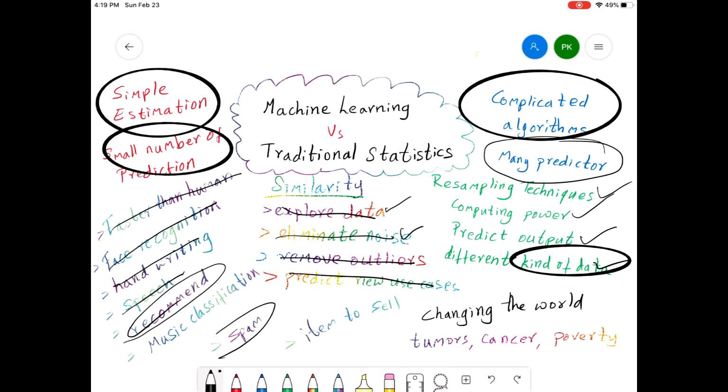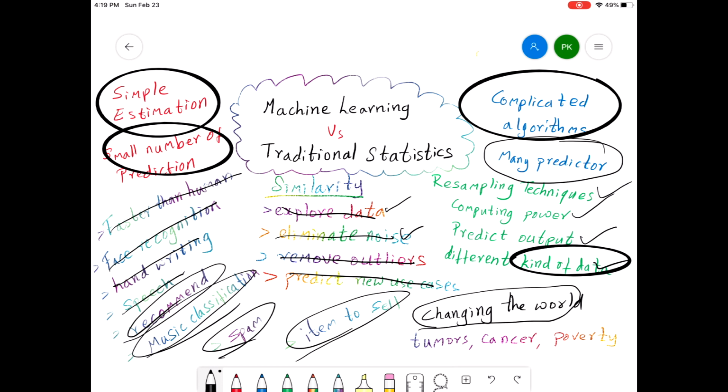But we are moving even further and trying to change the world using machine learning. There is research where we are able to predict tumors, and we are also trying to find out whether a tumor is cancerous or not. We can also find out how to reduce poverty. These are just a few examples, like calculating the risk of cancer using several thousands of DNA markers and classifying tumors as harmful or not.